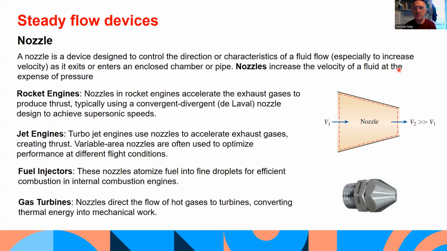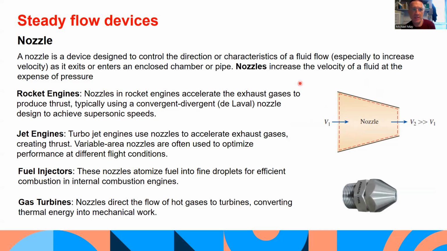So let's start with the nozzle. The nozzle is a device designed to control the direction or characteristics of a fluid flow, especially to increase velocity, as it exits or enters an enclosed chamber or pipe. Nozzles increase the velocity of a fluid at the expense of pressure. So as fluid is flowing through a pipeline and it comes up to a nozzle, the velocity increases, but the pressure drops. It's like if you have a garden hose and you pinch the top of the garden hose, the water comes out quicker at a higher velocity, but the pressure will reduce.